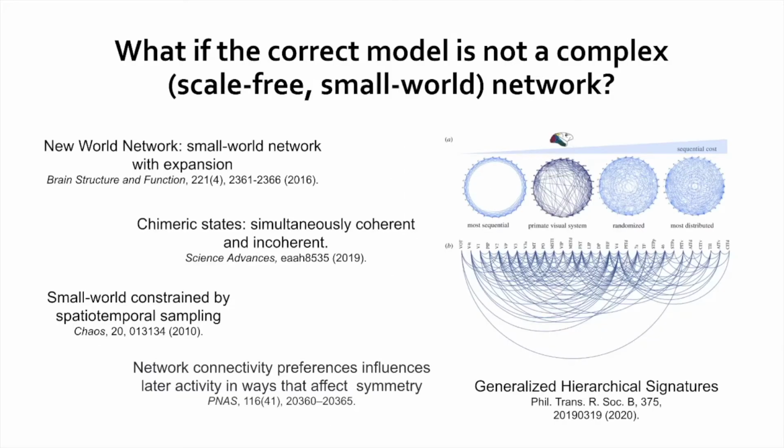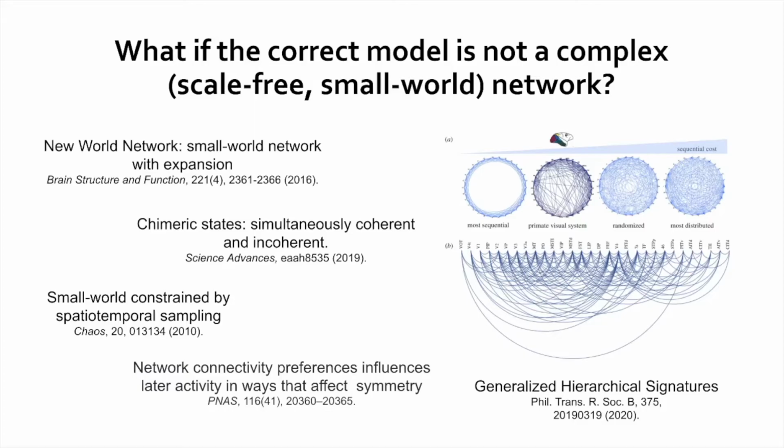This is vexing because it's not necessarily going to yield these types of patterns, because not only is it not static, but it also has certain properties that maybe mean we need to figure out if there's a new rule or a new set of rules that we need to consider for this. So we have a number of candidates for this. We have the New World Networks, which are small world networks with expansion. We have chimeric states, which are simultaneously coherent and incoherent networks, which is maybe more relevant to our divergent generative networks.